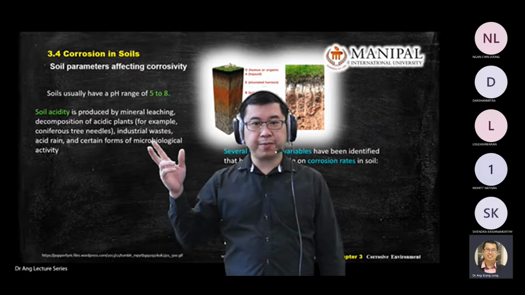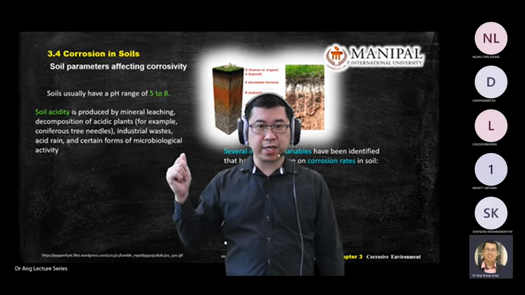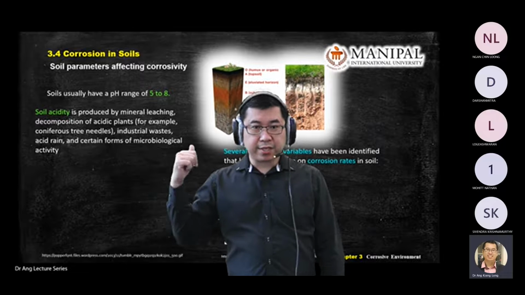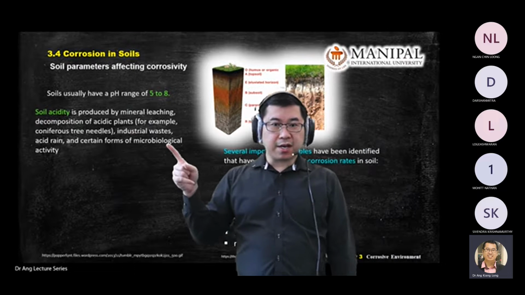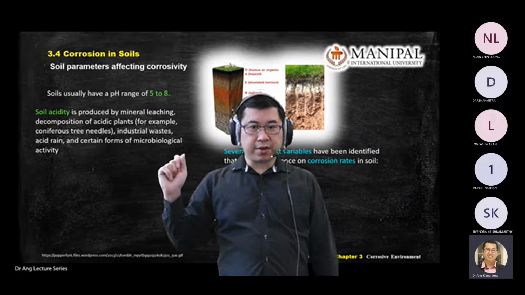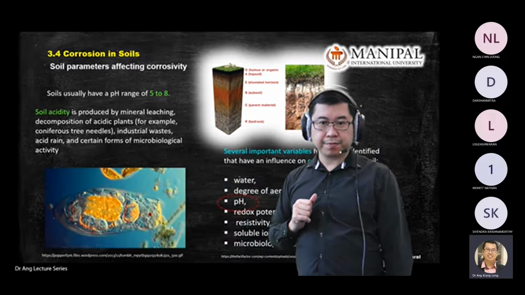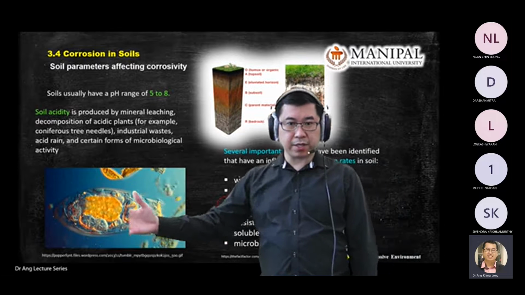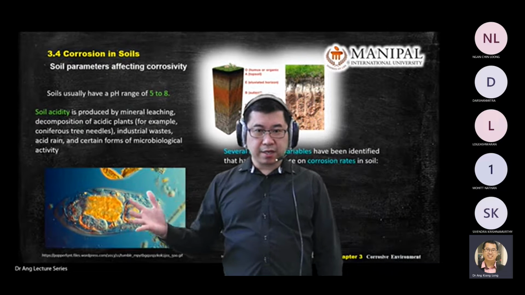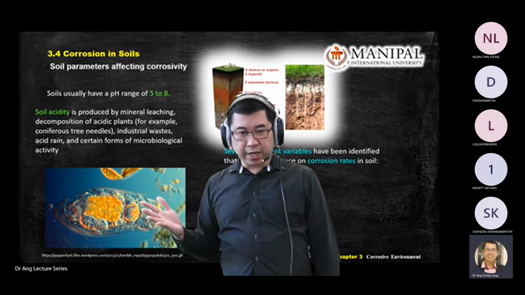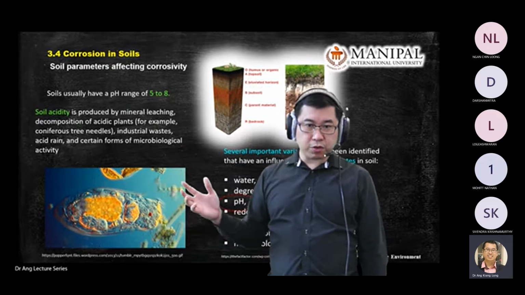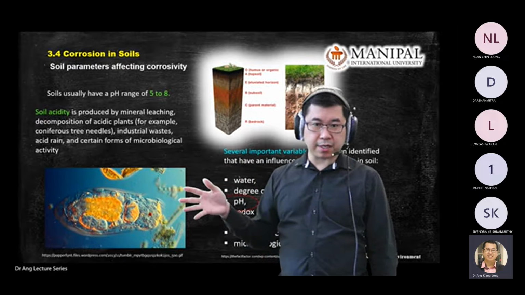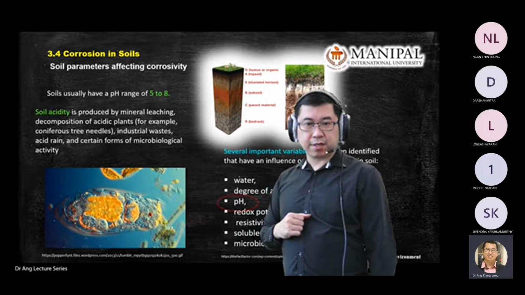The second one is from human activity. For example, industrial waste and acid rain, right? Acid rain because of CO2, and some bacteria activity also. When bacteria are active inside the ground, they consume and then produce acidic products.